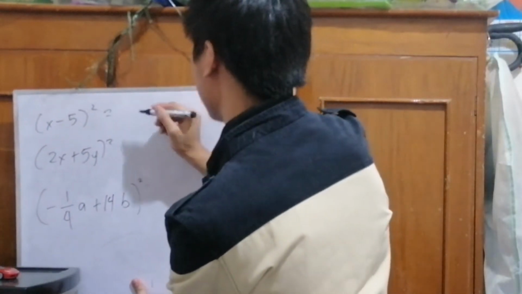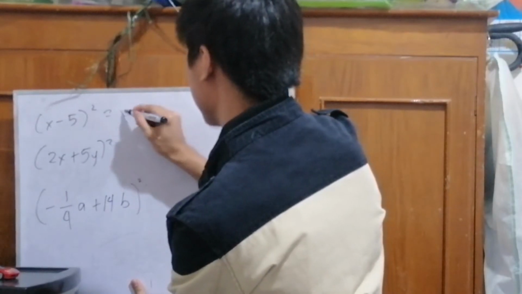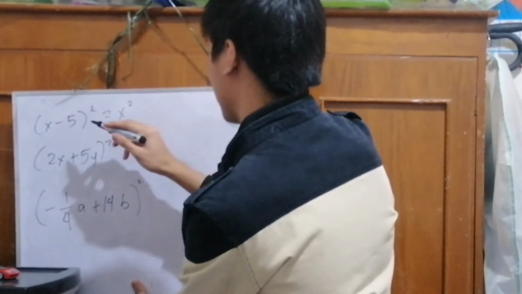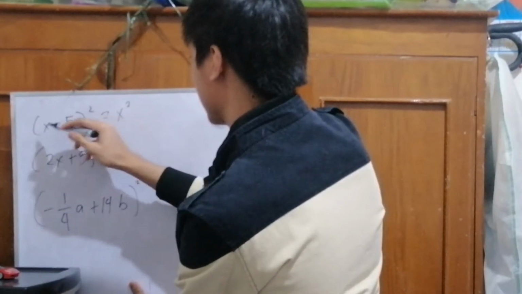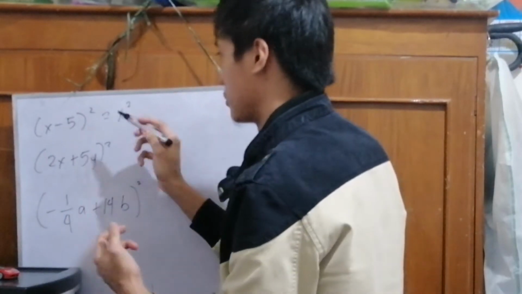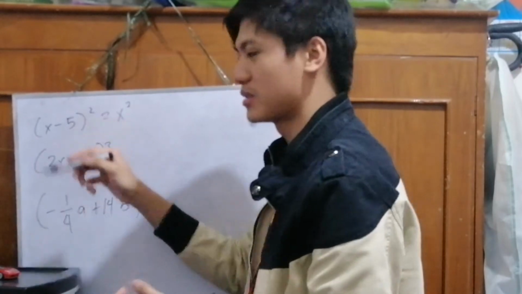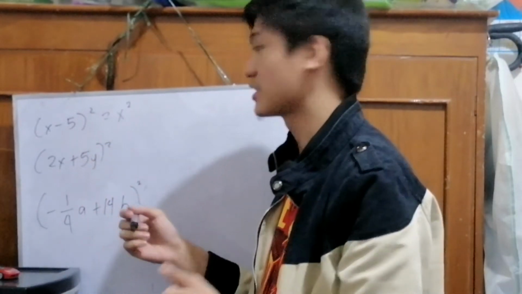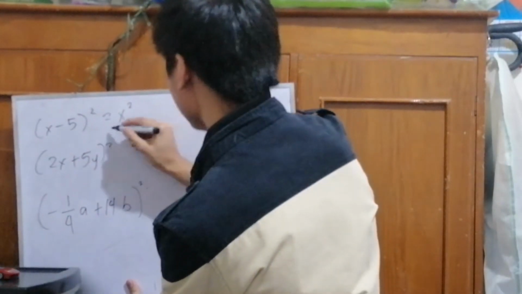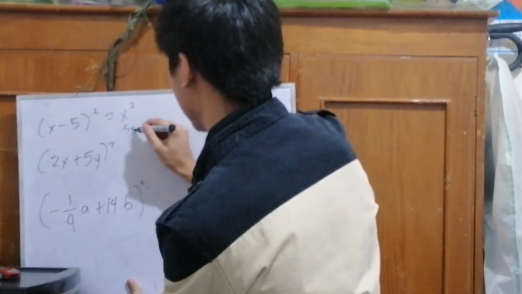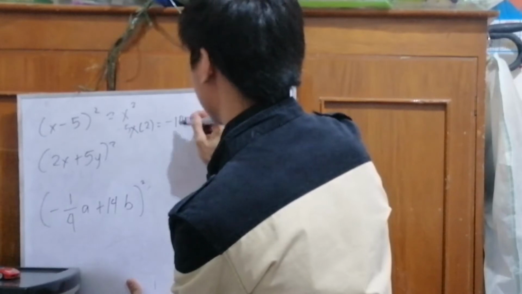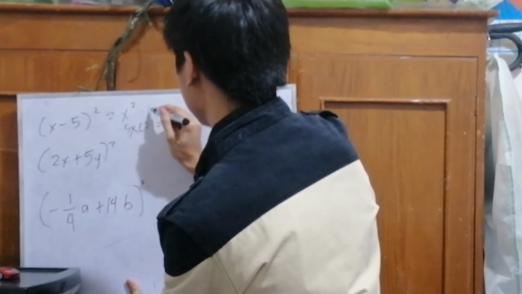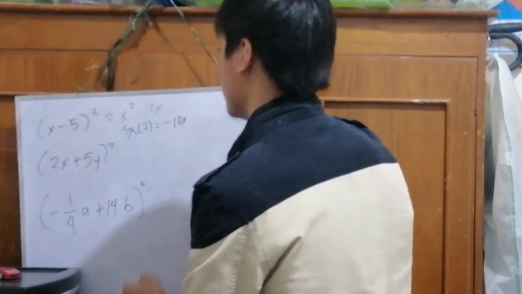So, square the first term, that is x squared, of course, and then we multiply negative 5 to x, and then we're going to multiply it by 2. So that is negative 5 times x is equal to negative 5x, and then we multiply it to 2, and that is equal to negative 10x. So we're just going to put that here, negative 10x.